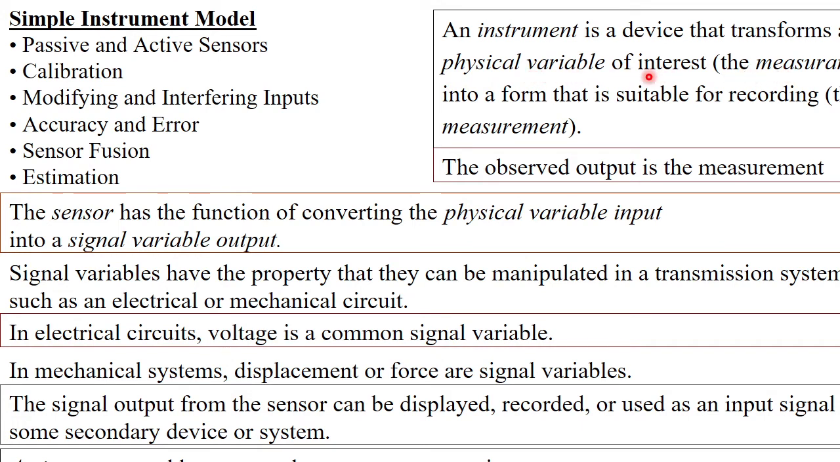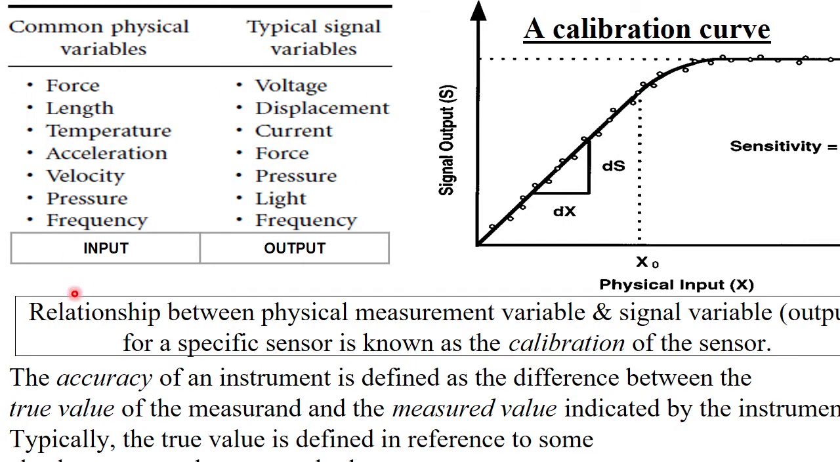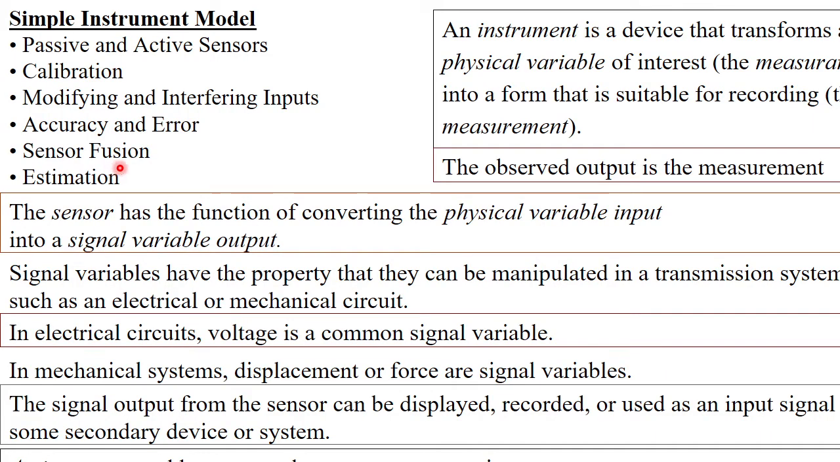This can be of various types, which are shown here. These are the inputs. Might be force, length, temperature, whatever. Different types of sensors are there for different physical variables, physical quantities. And this input to the instrument is transformed into a suitable form for display and recording. That means we can make the measurement and we can store it as well. So this output part is the measurement.